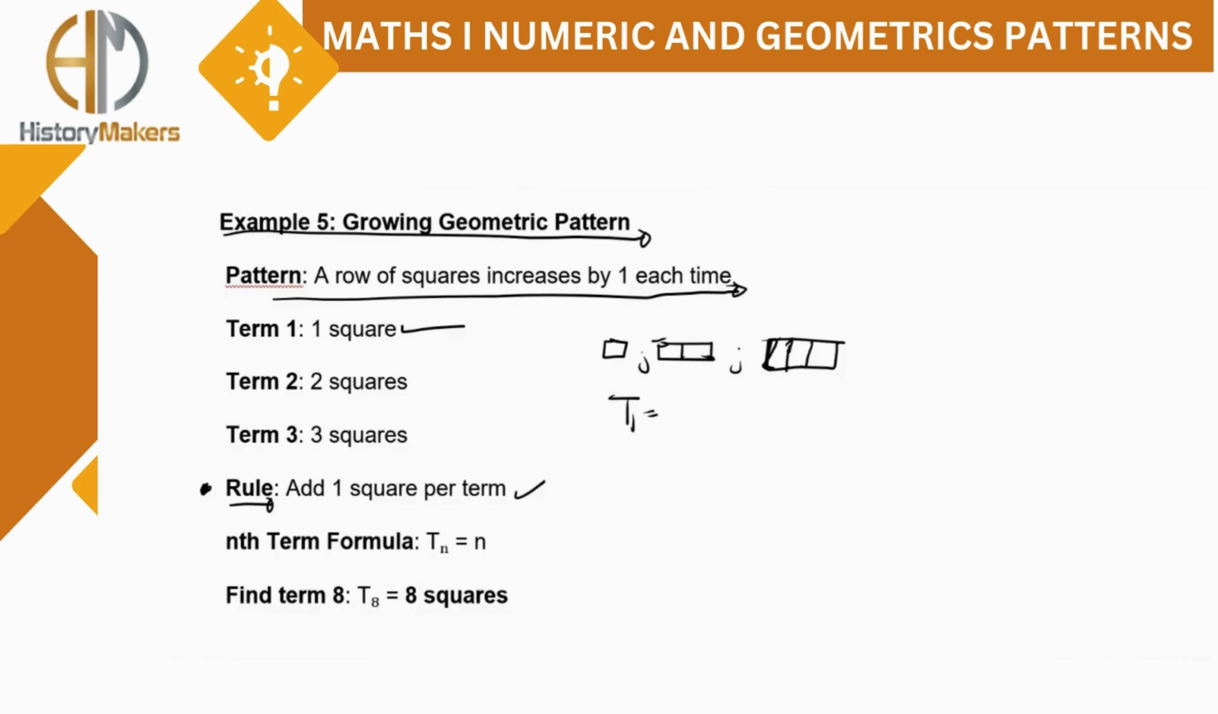Term number 1 is equal to 1. Term number 2 is equal to 2. Term number 3 is equal to 3. So now they asked us to find the 8th term, which means T8 is equal to 8.